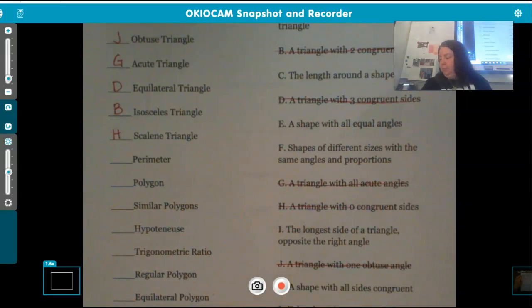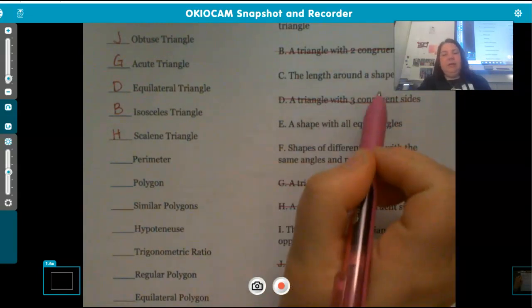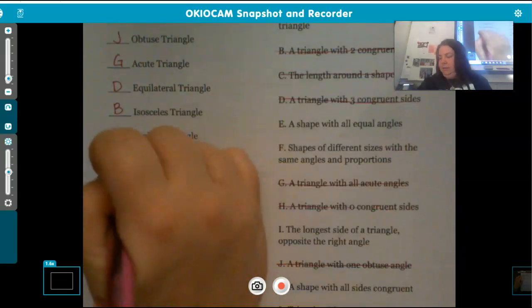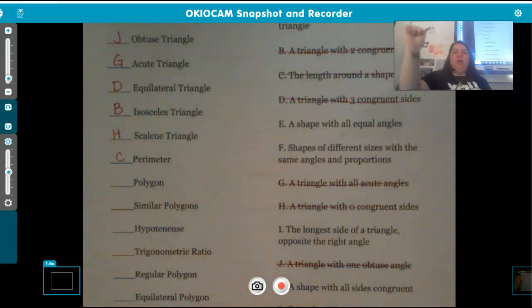Perimeter. Not A. Not M. C, the length around a shape. So when we think of perimeter, as if we were to walk around the outside of a shape, how far would we have to go?